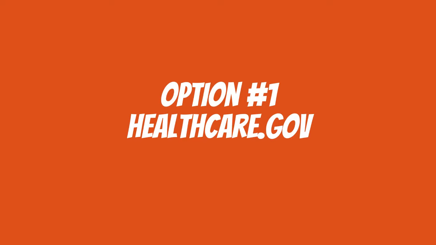Last little piece of advice here is how to enroll in Medicare. So you can go to healthcare.gov, get online, and do the enrollment yourself. It'll have you go through all of the prompts, fill out all of your information, your income information, see if you're eligible for a subsidy, and then have you choose a plan from there.